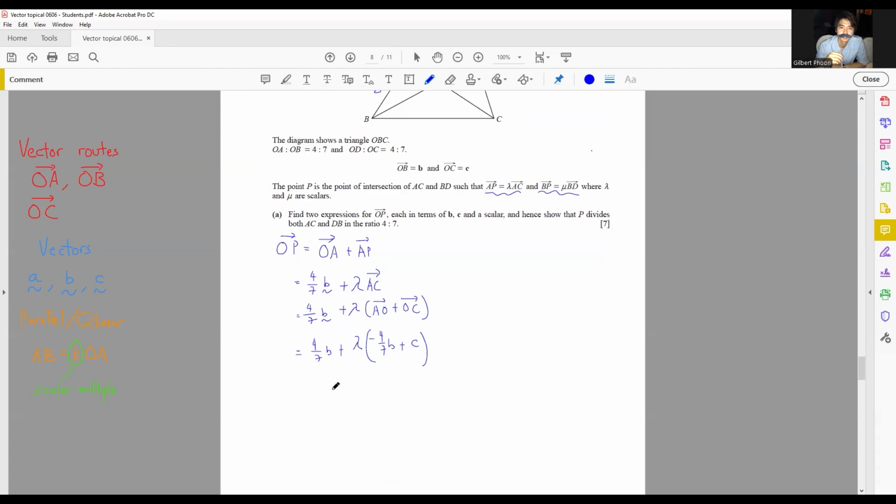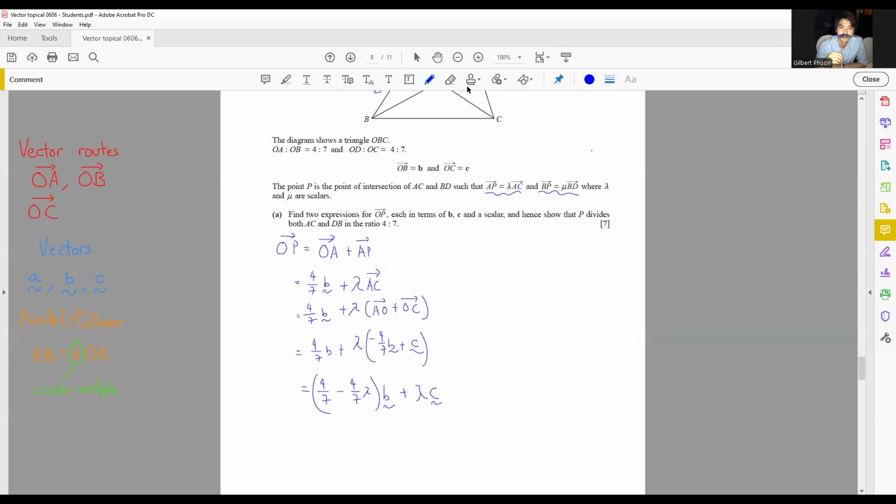We can try to group up the like terms here. You would end up with 4 over 7 minus 4 over 7 lambda. This is your B vector. Okay, B vector here. And then plus lambda of C. This is your C vector, right? Then this is as simplified as we can get for OP. This is your first expression.